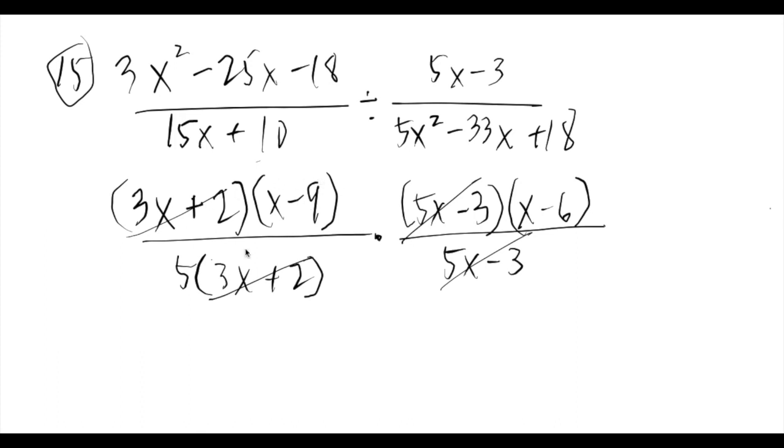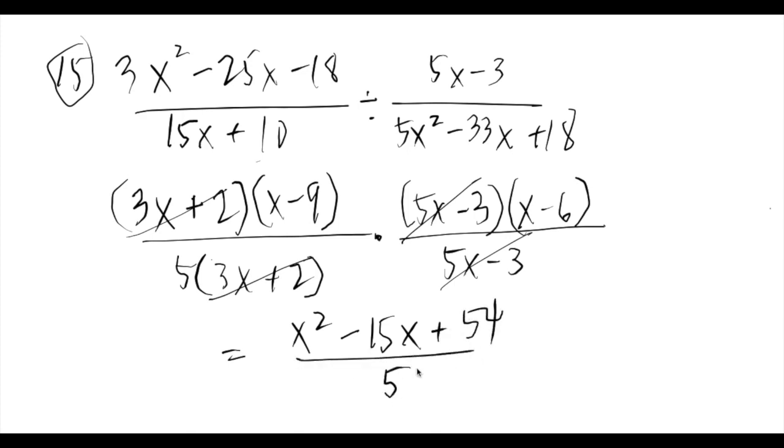So, may iwan tayo with x minus 9 times x minus 6 over 5. So, this is going to be equal to x squared minus 15x plus 54 over 5. Okay, for number 16 to 20, we're going to add or subtract yung rational expression. So, ito yung medyo tricky kasi you have to identify the least common denominator.